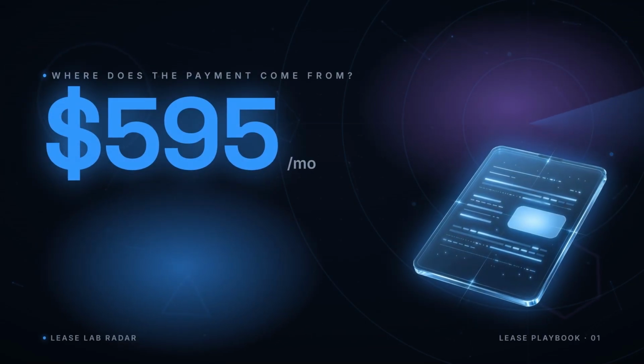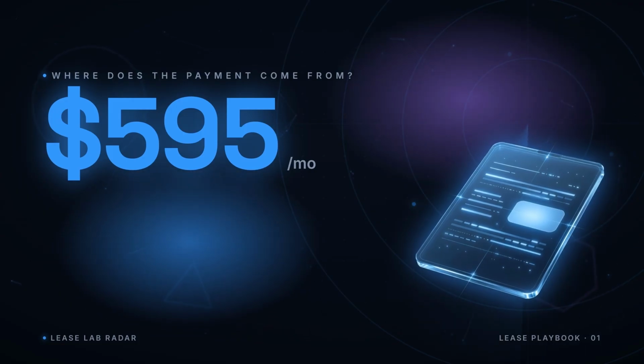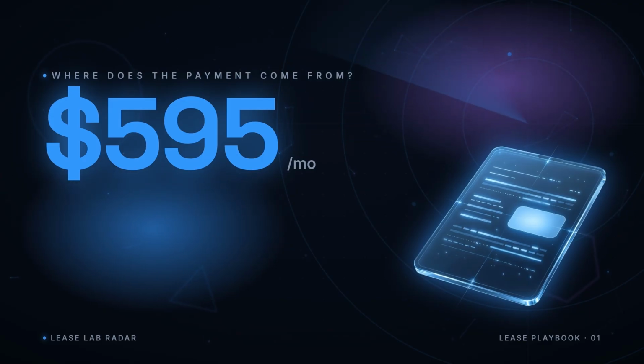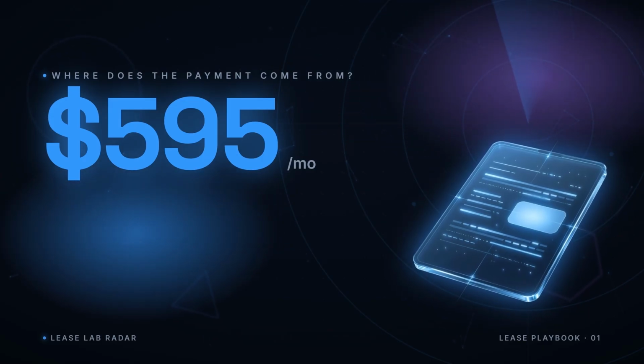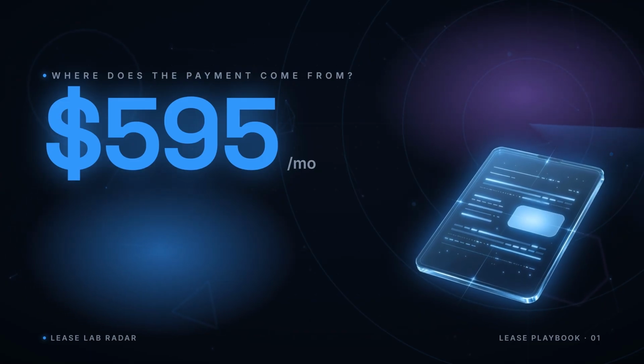$595 a month. A dealer slides that across the desk, and most people just sign. They never ask where the number came from. That's exactly how a bad deal gets past you. So here's what you'll walk out of this video able to do.